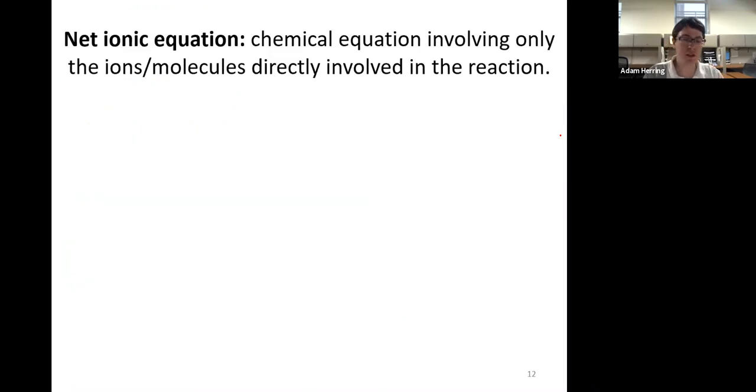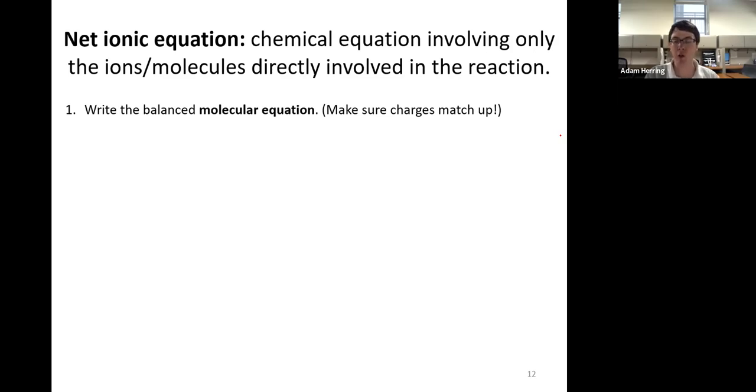Let's now turn our attention to actually writing out the chemical equations. So the chemistry that's actually happening can be expressed in what we call a net ionic equation. And this shows the ions and/or molecules that are directly involved with the reaction. And we eliminate anything else that we call a spectator ion. In order to determine the net ionic equation, we first must write out a balanced molecular equation.